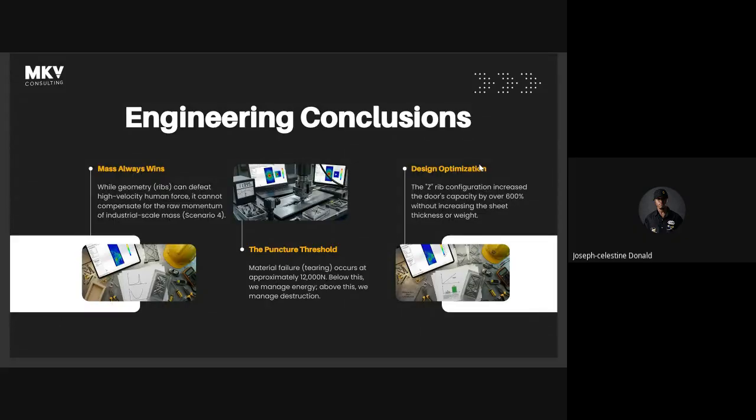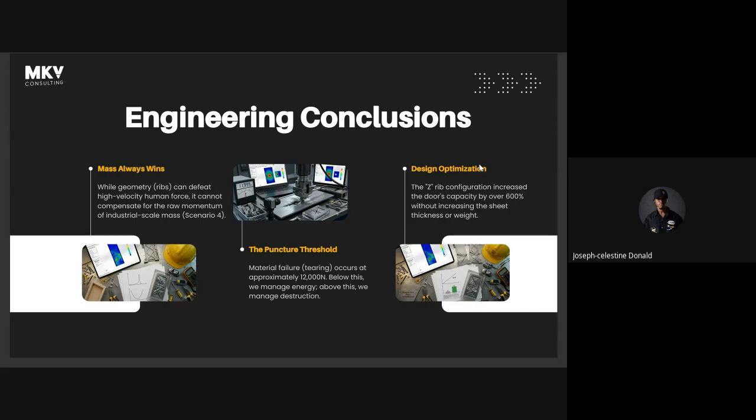Now, in conclusion, I would say one, mass always wins. The ribs themselves can actually stop a human punch. But as the force increases, as you start putting through different scenarios, you start getting multiple scenarios, and things start coming to mind: okay, what if? At the end of the day, the higher the force applied on it, the material is going to fail. So it's your duty to work around it.